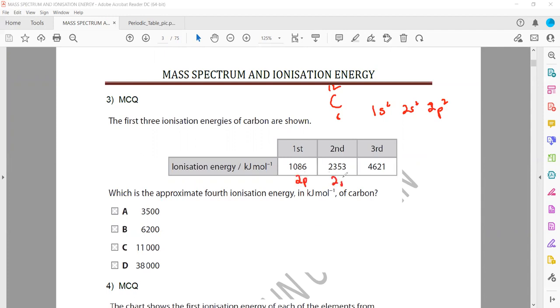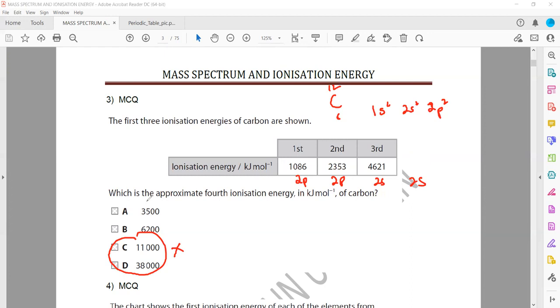Then this electron is also removed from 2p. Then we remove from 2s. Another one we are also removing from 2s. So we are removing from the same orbital, the same subshell. If we are removing the electron from the same subshell, then there should not be a big jump. So options C and D are showing a big jump, like 11,000 and 38,000. So that means totally wrong.